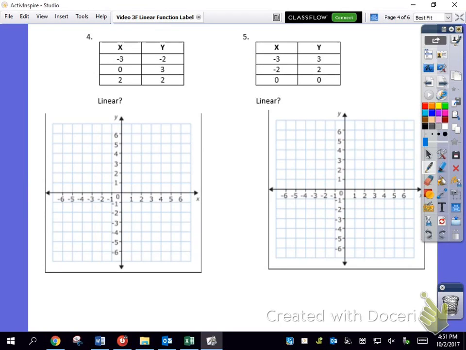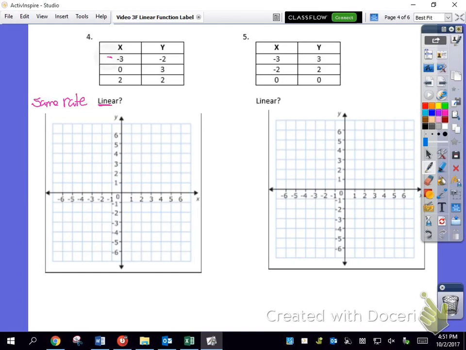Now, linear. We're going to graph these. Remember, linear is going to make a straight line. It's the same rate of change. It won't change, it won't be steeper and then flatter. It will be the exact same. And it will either all go up or all go down.